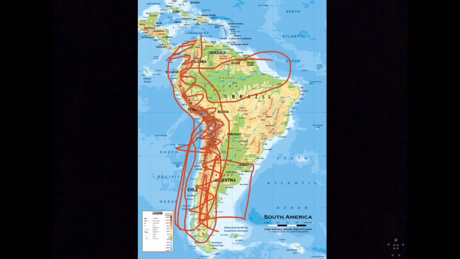And then you also have the Amazon River. You can see that here running through this area. Very influential in regards to transportation as well as population density and settlement.